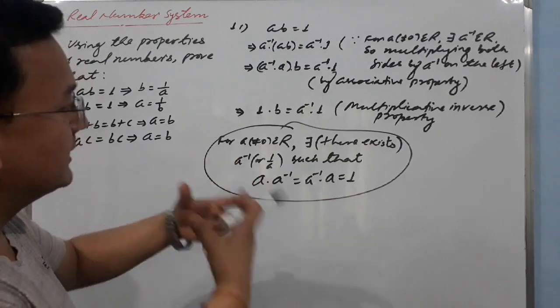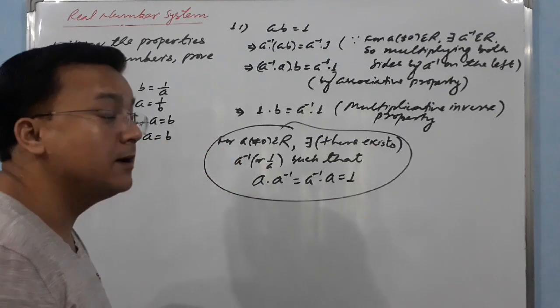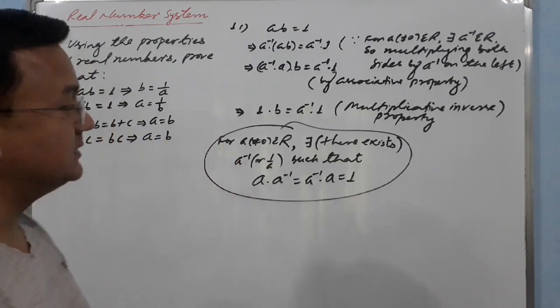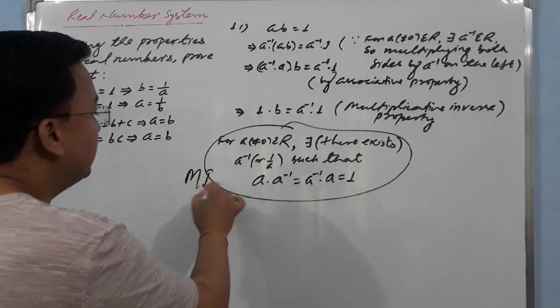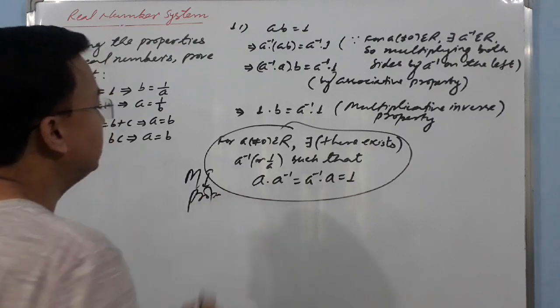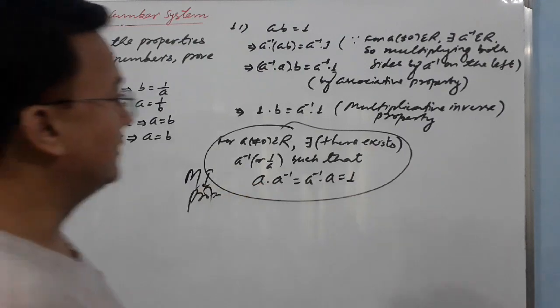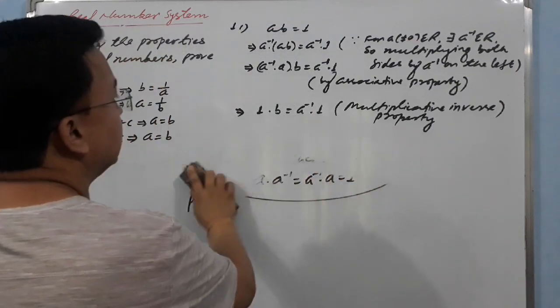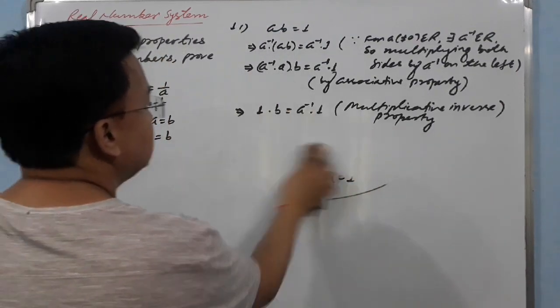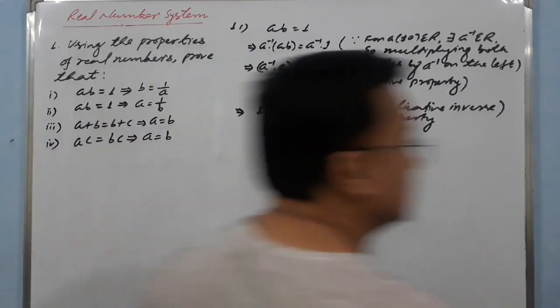I'm going to explain which property we have used here. This property is called the multiplicative inverse property. I think it is now clear what the multiplicative inverse property is. Here a inverse times a is equal to 1, and this is due to the multiplicative inverse.